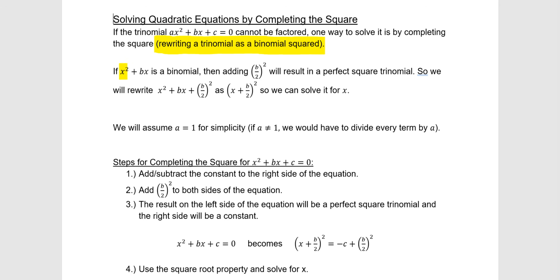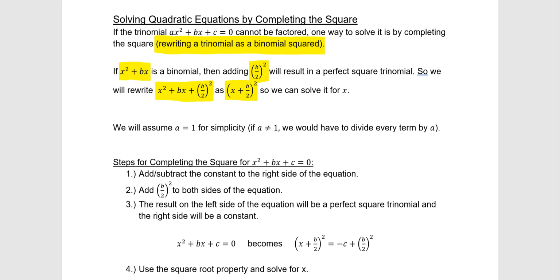Okay, so let's say we have some expression x squared plus bx, and we want to write this as a binomial squared. If we add b over 2 squared, this will result in a perfect square trinomial. So if we have x squared plus bx plus that b over 2 squared, we can actually rewrite it as x plus b over 2 all squared. So it factors to x plus b over 2 times x plus b over 2. Once again, this comes in handy because then we can just take the square root of both sides of the equation and solve it for x.